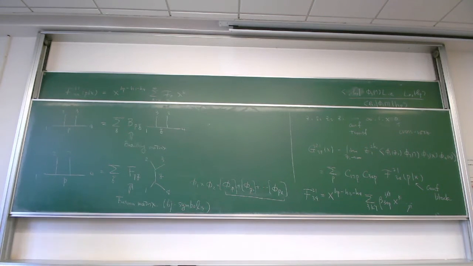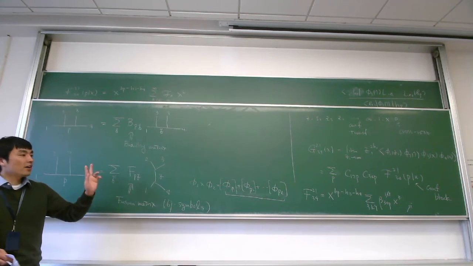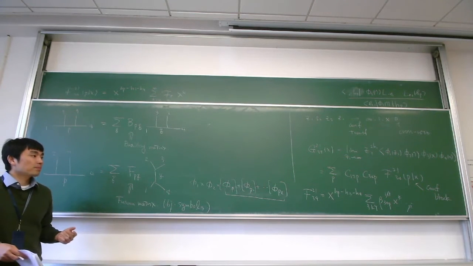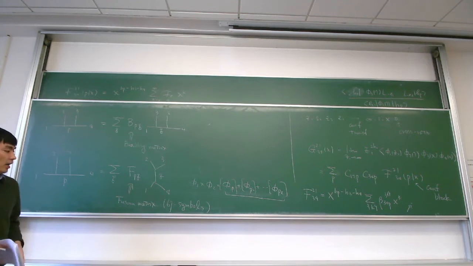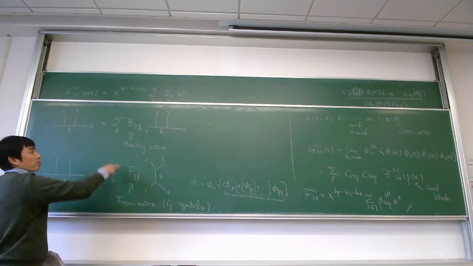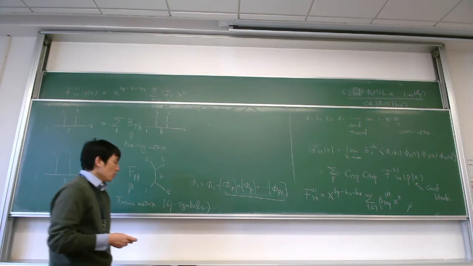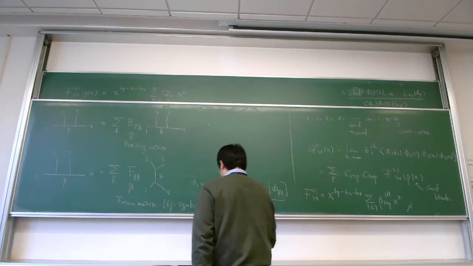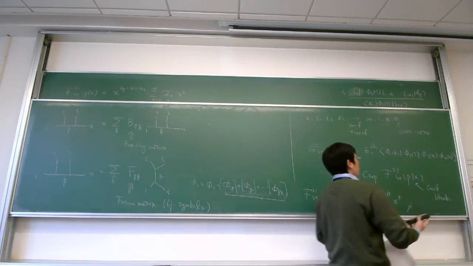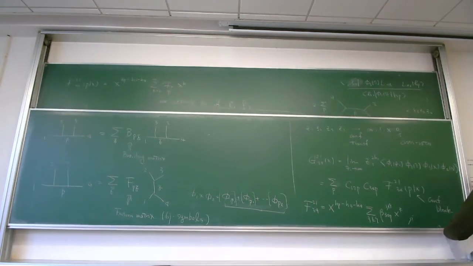So another way to go is the fusion matrix. Once you determine the fusion matrix, they're actually related by some appropriate unitary transformation. So once you determine the fusion matrix, one can determine the braiding matrix, and vice versa. The 6j symbol, this one was introduced by Wigner and in Polish.